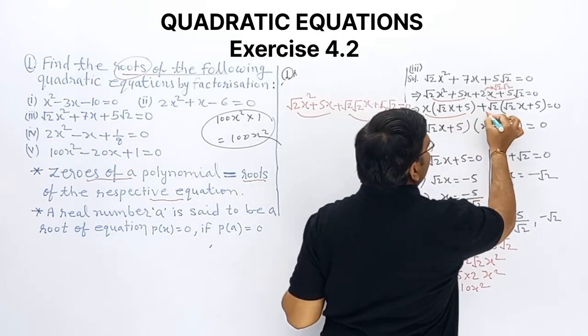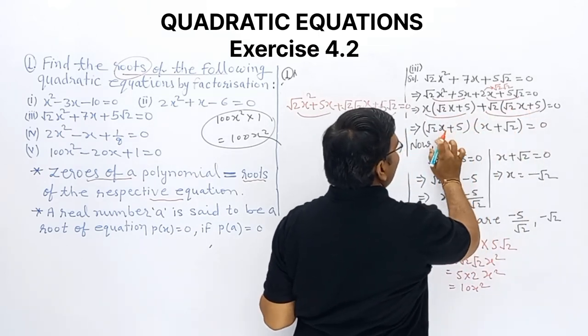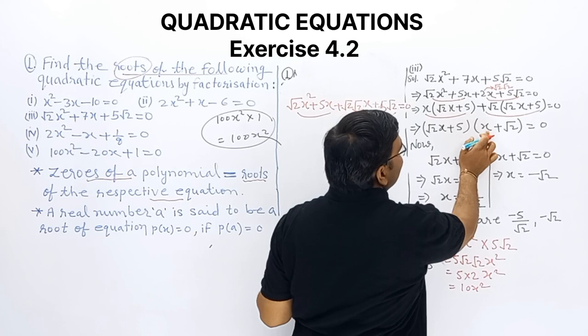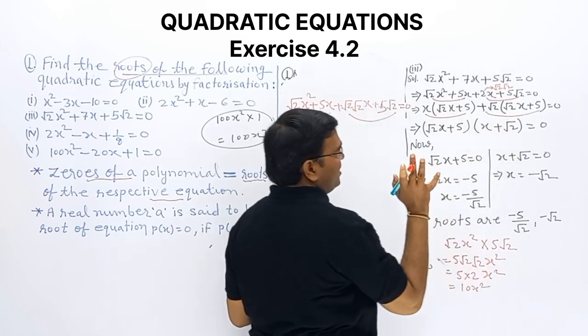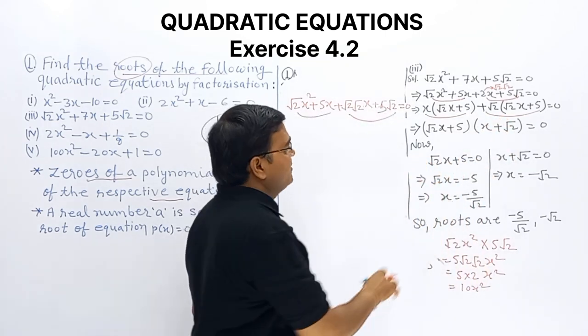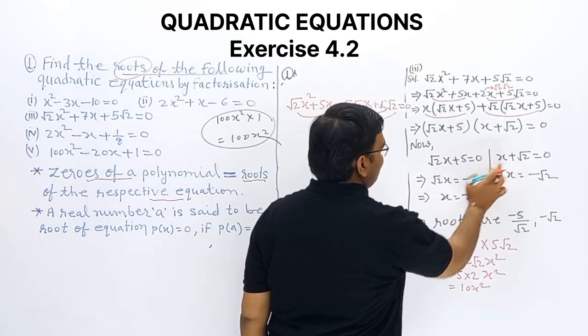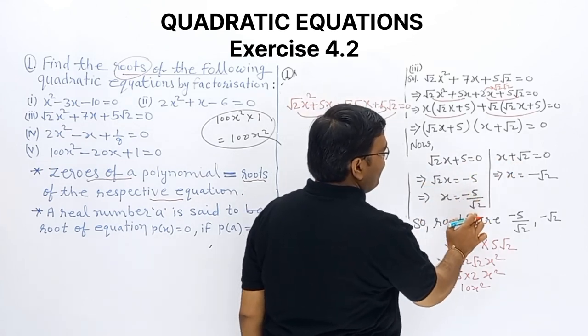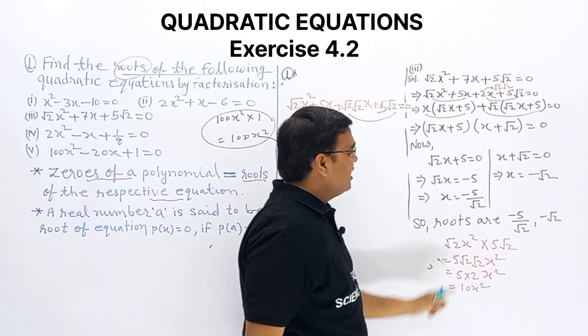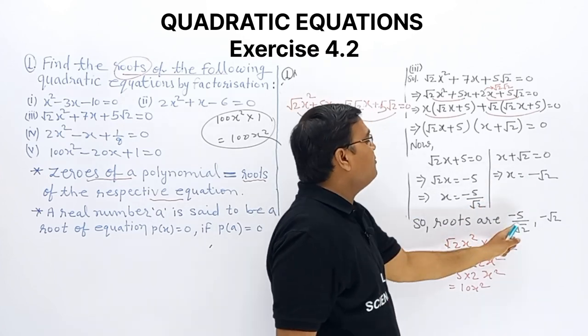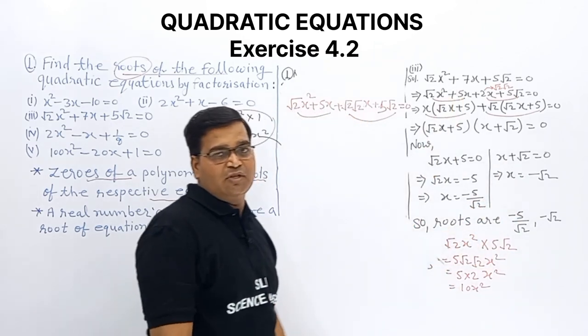Now this term and this term both have a common bracket. Take it outside. What is the remaining? X plus root 2. Now we want the roots. Put each equal to 0 and solve. X equal to minus 5 by root 2, x equal to minus root 2. And both are the roots of the given quadratic equation.